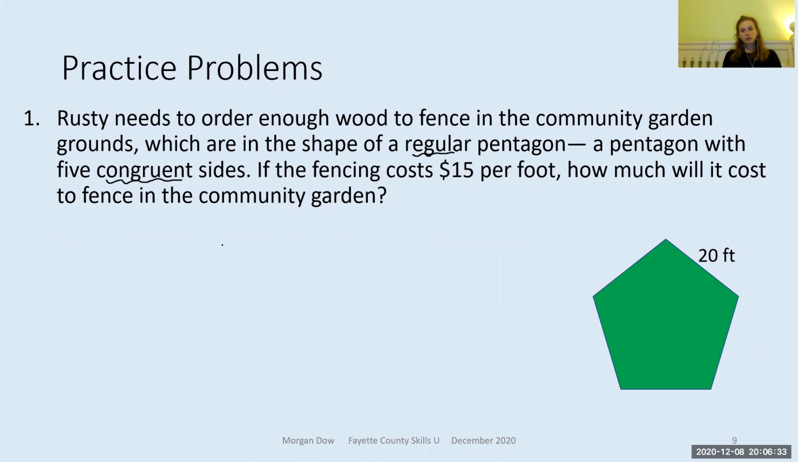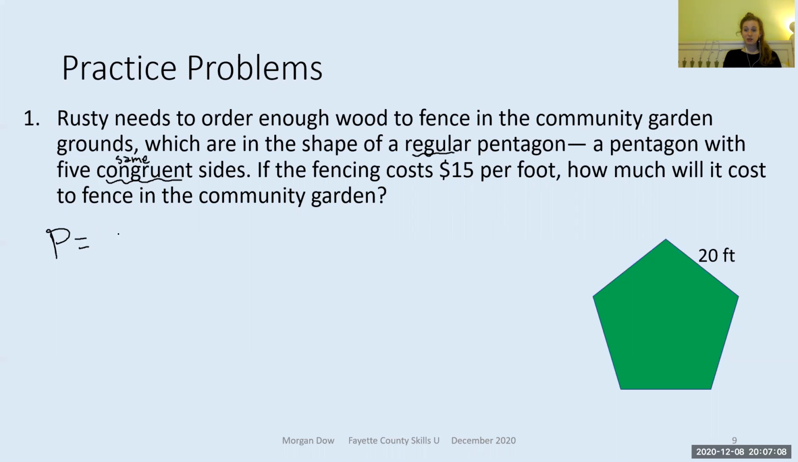So what do you think congruent means if we know that this is a regular pentagon? So congruent means the same or equal. If our 5 sides are congruent, that means they all have the same measurement. So we want to fence in this community garden and figure out the cost of that fencing. First thing we're going to do, we're going to figure out how much fencing do we need. So we're going to figure out the perimeter, the total distance all the way around.